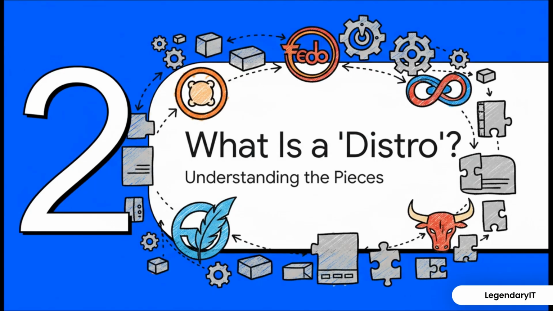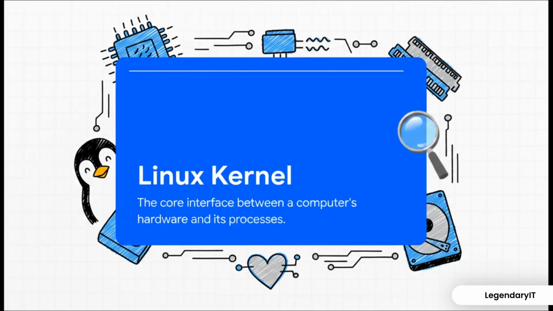Okay, let's talk about the part that trips up pretty much everyone at first. You hear Linux, and then bam, you're hit with all these names. Ubuntu, Fedora, Debian. It's like, what's the deal with all these? So let's break down exactly what a distro is. Right at the core of everything, and I mean everything, is the Linux kernel. This is the original masterpiece that Linus Torvalds built.